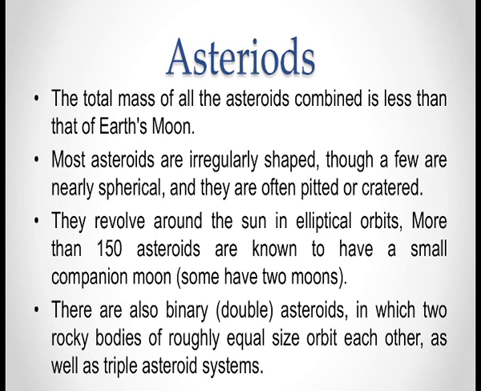These asteroids revolve around the Sun in elliptical orbits. More than 150 asteroids are known to have a small companion moon. Some of them even have two moons. There are also binary asteroids, in which two rocky bodies of roughly equal size orbit each other, as well as triple asteroid systems in our universe. So asteroids throw some light on the formation of our universe.